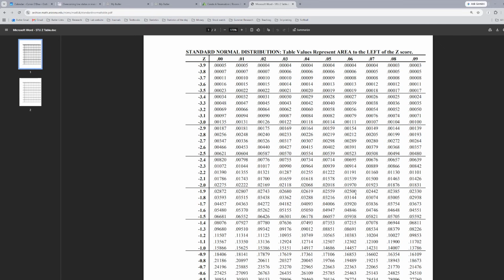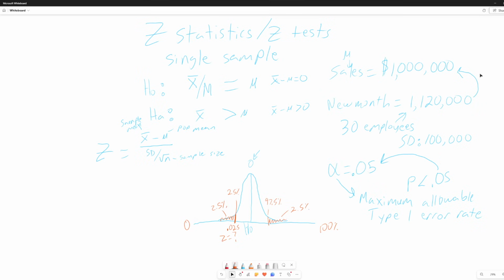0.025. And sure enough, it is right there. And now I need to ask myself, what is the Z value that corresponds to the 2.5th percentile? Well, it's in this row. So it's negative 1.9, and it's in this column 6. Negative 1.96. I'm actually going to undo that question mark that I wrote. The critical value corresponds to a Z-statistic of negative 1.96.